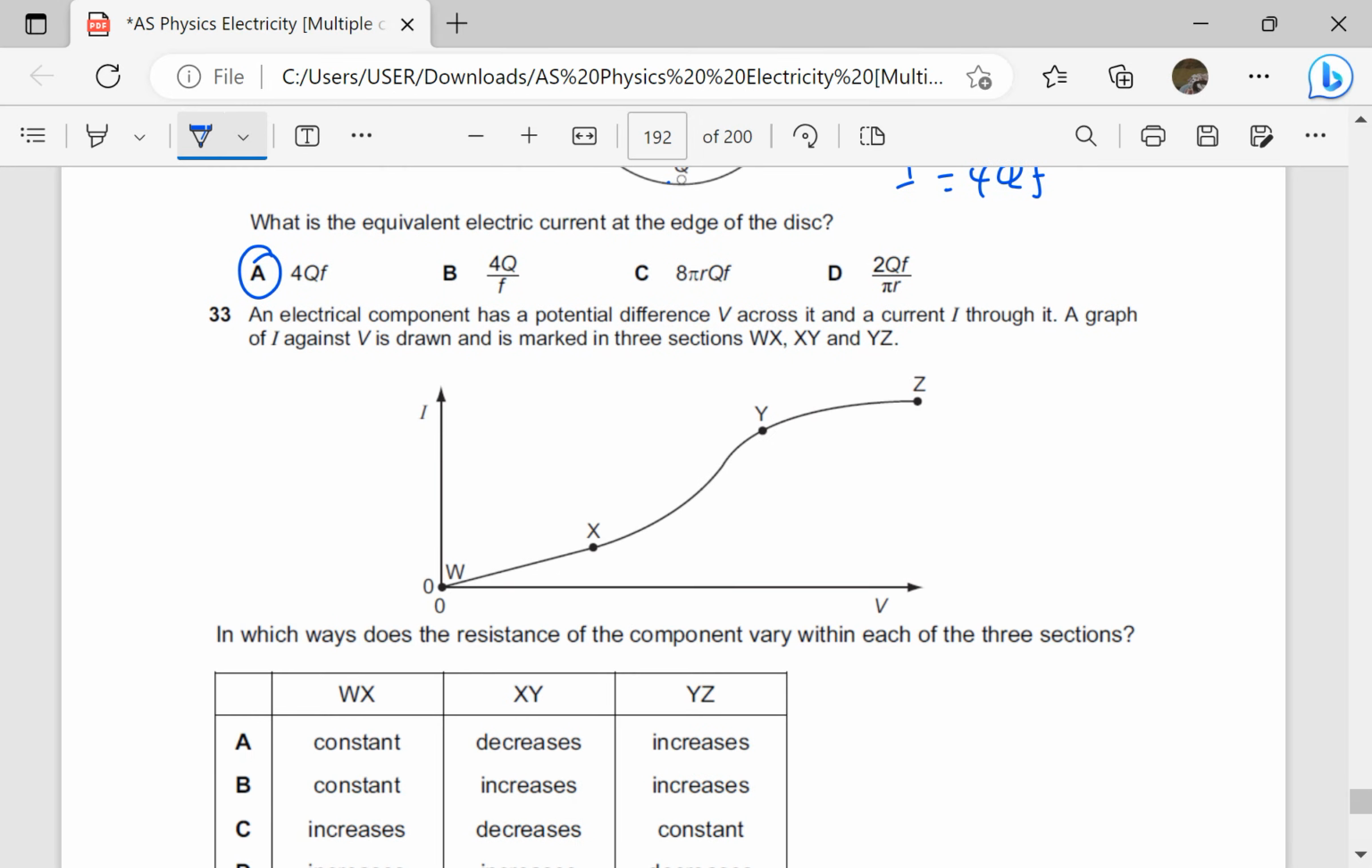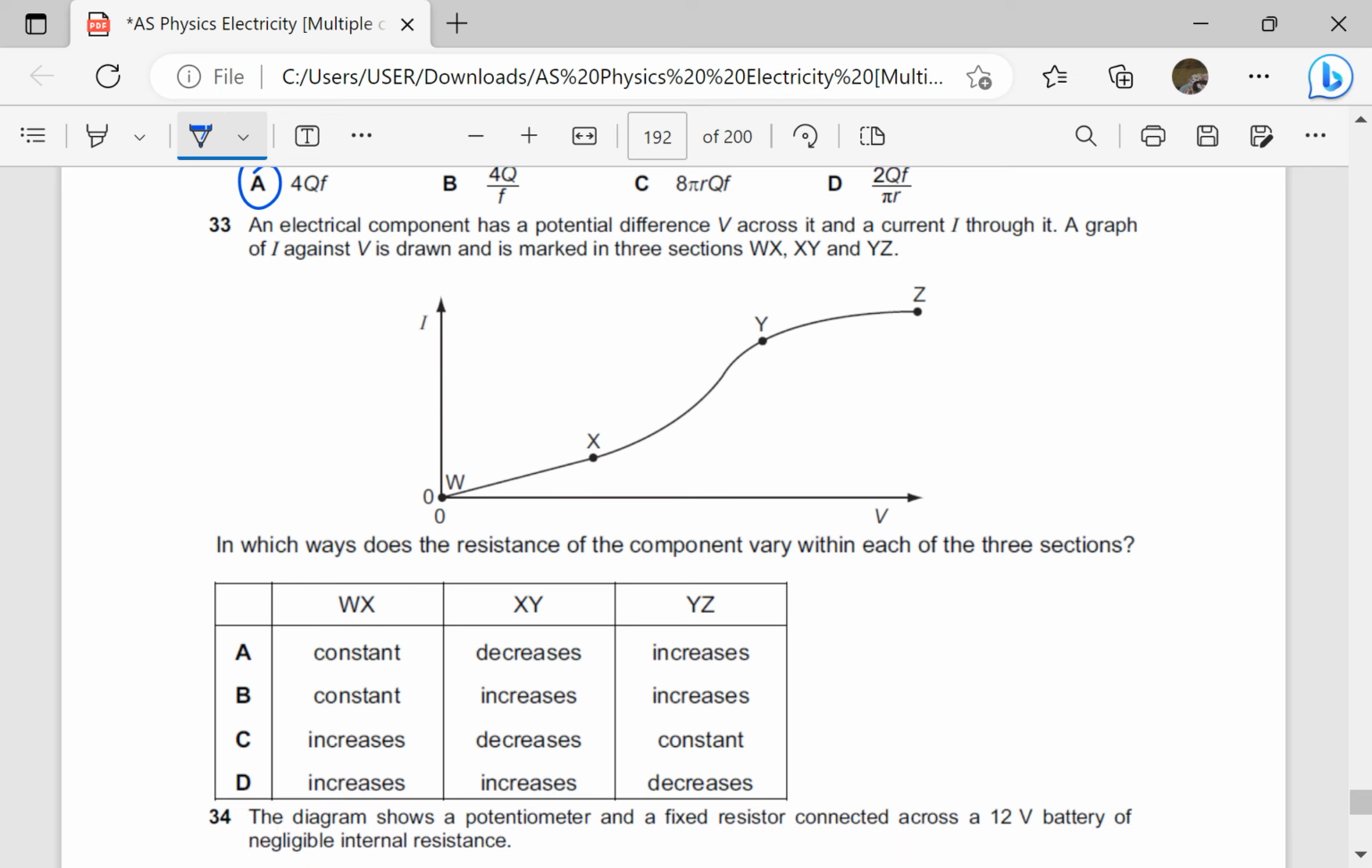An electrical component has a potential difference V across it and a current I through it. A graph of I against V is drawn and is marked in 3 sections, WX, XY, and YZ. In which ways does the resistance of the component vary within each of the 3 sections? Okay, so we know that current is equal to V over R, which means the gradient of the graph of I against V is going to be 1 over R. So here, WX, the gradient is constant, the resistance is constant.